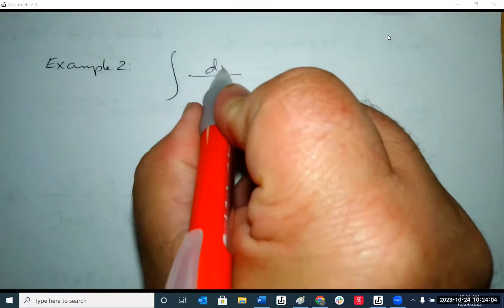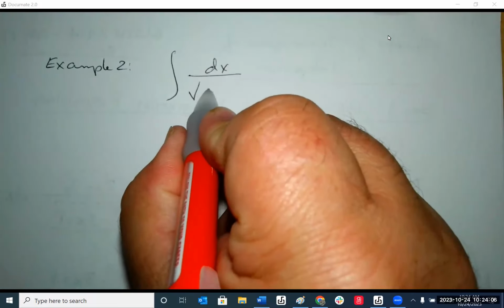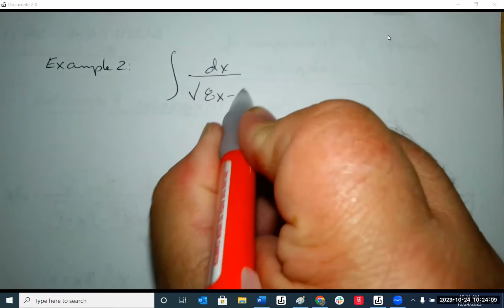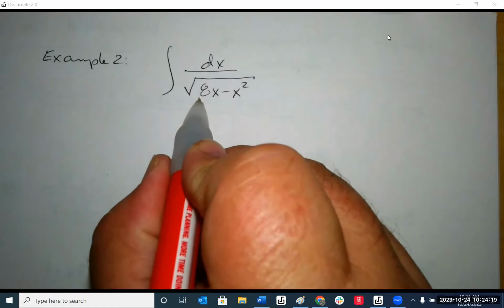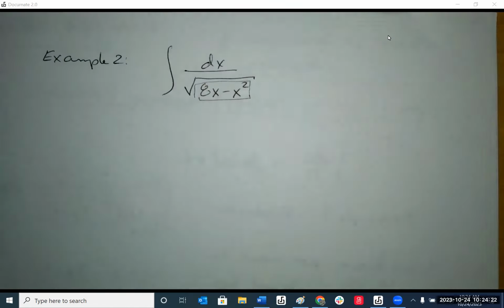Okay, what this one says is complete the square to evaluate. Sometimes, again, looking at the equation, we may need to complete the square. So what we're evaluating is this equation. What we have to do is complete the square on the bottom.